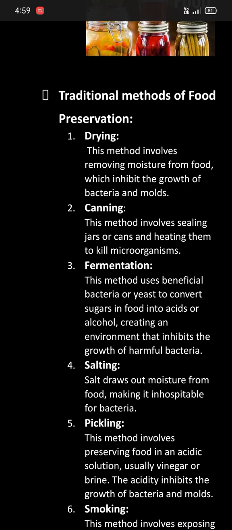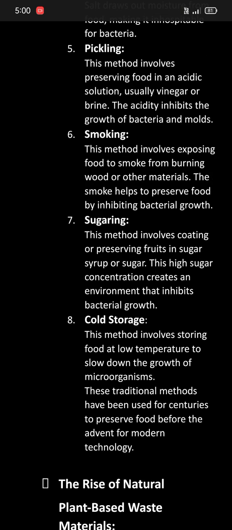Fourth is salting. Salt draws out moisture from food, making it inhospitable for bacteria. Next is pickling. This method involves preserving food in an acidic solution, usually vinegar or brine. The acidity inhibits the growth of bacteria and molds. Next is smoking. This method involves exposing food to smoke from burning wood or other materials. The smoke helps to preserve food by inhibiting bacterial growth.